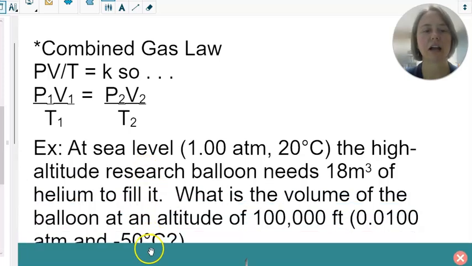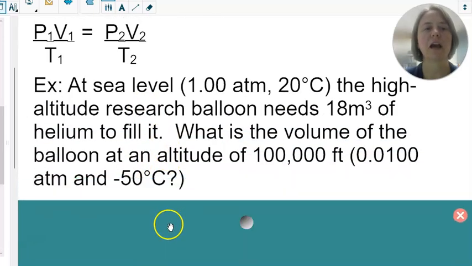So let's tackle this. At sea level, 1 atmosphere and 20 degrees Celsius, the high altitude research balloon needs 18 cubic meters of helium to fill it. What is the volume of the balloon at an altitude of 100,000 feet with 0.01 atm and it is negative 50 degrees Celsius? All right, so please write the equation and I will meet you at the board.